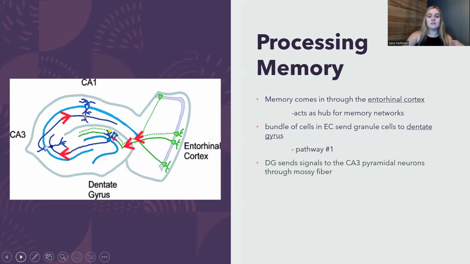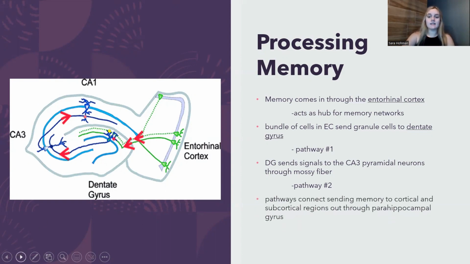After it's in the DG, it sends signals to CA3 pyramidal neurons through mossy fibers, and that is pathway number two. So we enter in pathway number one, it gets processed, pathway number two to your CA3, and from there pathways connect, sending memory to cortical and subcortical regions through the hippocampal gyrus. So you come in through the EC, get shot into the DG, then some mossy fibers shoot you over to the CA3, and then you get spit out the hippocampal gyrus, which is also pathway number three.